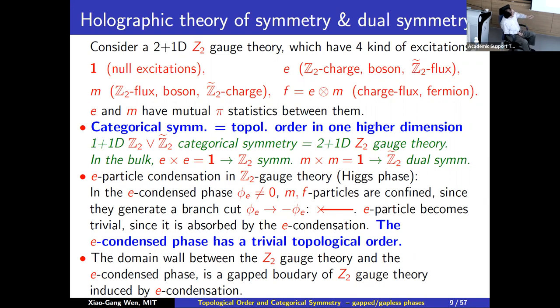And so therefore you can see, in the one-higher-dimensional theory, both e and m have a Z2 fusion. They have a Z2 conservation. So we immediately and explicitly have two symmetries. And also e and m, although they are both bosons, indeed have non-trivial mutual statistics. So that's also in line with our operator point of view. Yeah, they all fit.